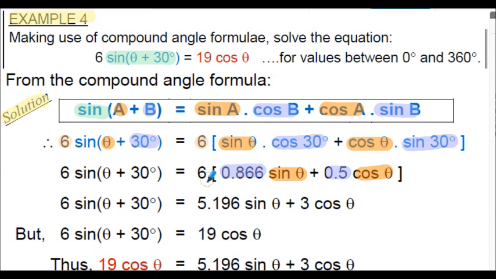On the next line, simply factored by the 6 to produce these terms shown here. But we note for initial problem posed that 6 sine of theta plus 30 degrees is equal to 19 cos of theta, shown here. So we can equate 19 cos theta to this expression here.